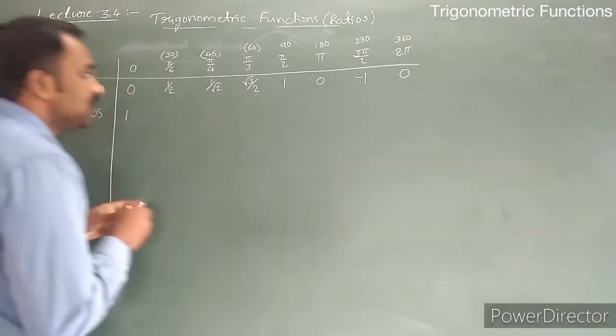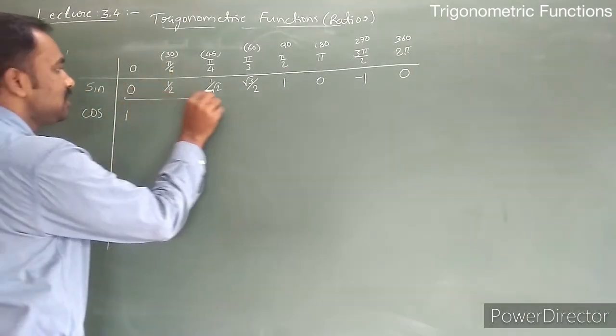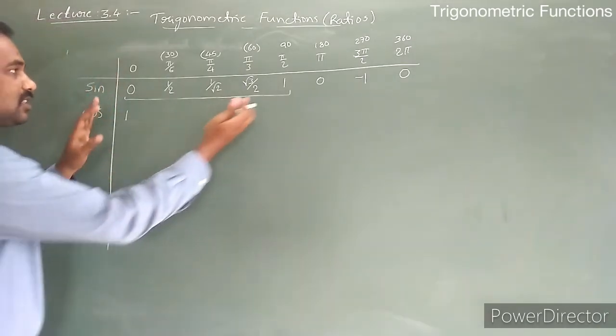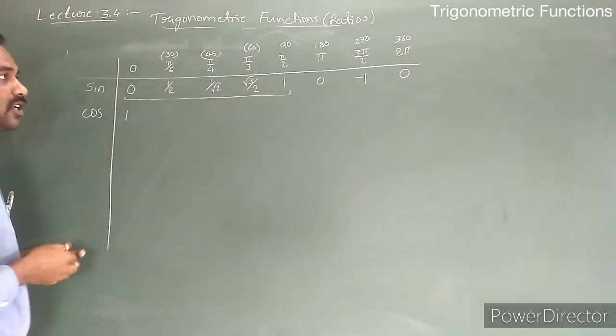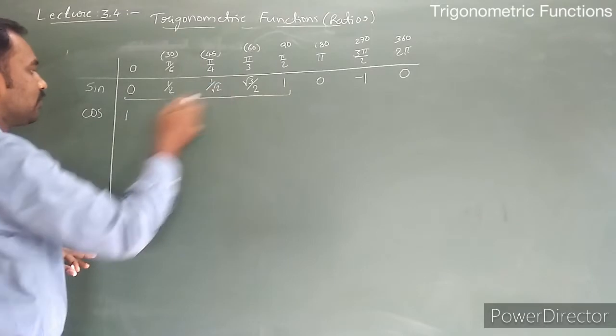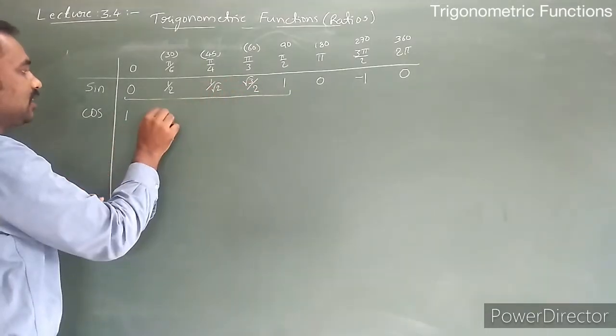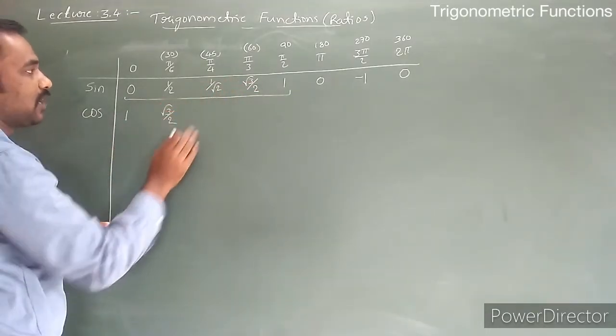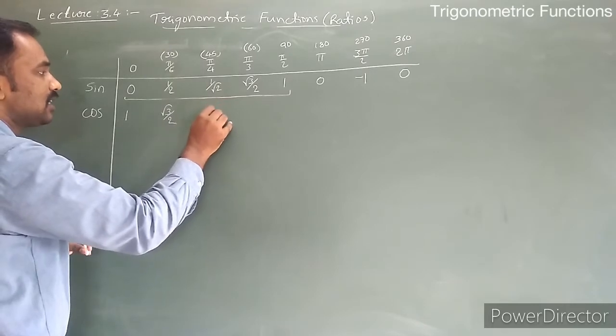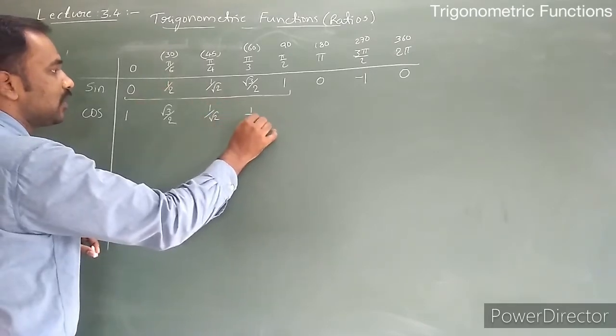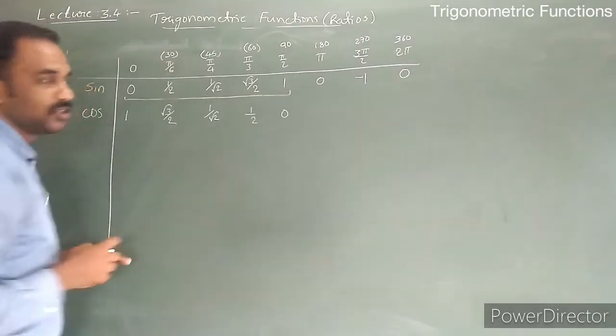For example, if you remember all these values, just write them in reverse order. 1 for the 0, and in reverse just write root 3 by 2, and 1 by root 2 as it is, 1 by root 2. Here it is 1 by 2, and here it is 0.